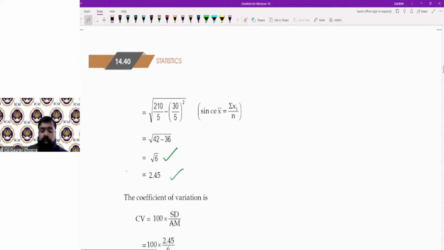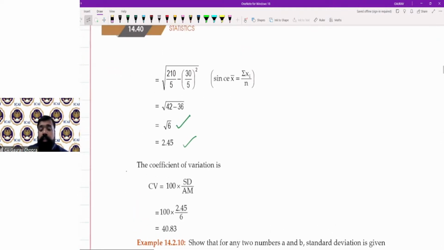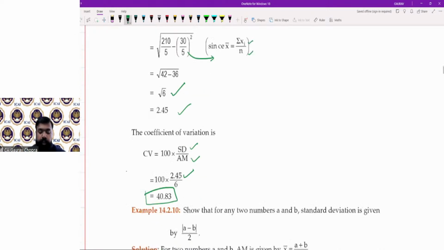Okay. Now the second thing is to calculate CV. So for CV, it is standard deviation upon mean multiplied by 100. So standard deviation we have computed 2.45. Arithmetic mean we already know, it is 30 by 5, because this 30 by 5 is simply sigma x upon n, which is the formula for x bar. So x bar we already have, that is 6. And then multiply by 100. So 40.83%, this is the coefficient of variation.